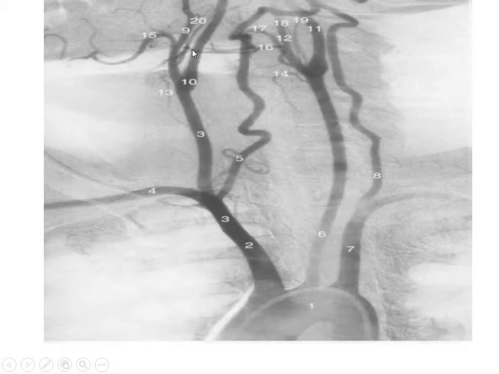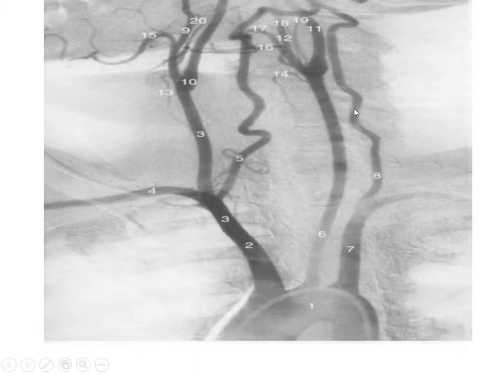And this is the internal. What's number five? The vertebral artery. Where does it normally arise from? From the subclavian artery. The vertebral artery is a branch of the subclavian artery. Sometimes it arises from the brachiocephalic or even directly from the aortic arch. It's just an anatomical variant, but usually it is from the subclavian artery.